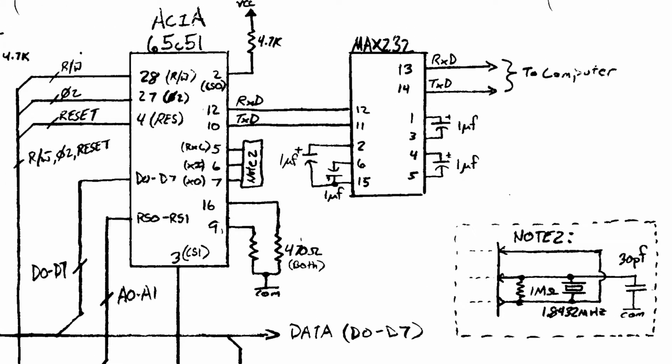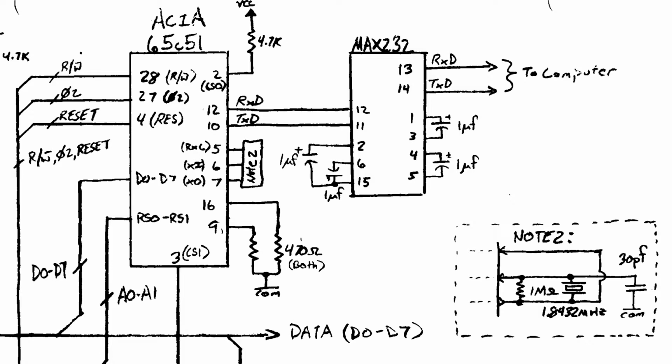Connecting to the ACIA is the read-write pin, the phase 2 clock, and the reset lines, and these are all just control signals between the processor and the ACIA. Also, the data bus is connected, and the lowest two address lines, A0 and A1, are connected to the register select pins. Pins 16 and 9 on the ACIA are also connected to ground through 470 ohm resistors, and this is to enable the transmitter, because if these are not connected to a low potential, then the transmitter will be disabled and I can't use the ACIA.